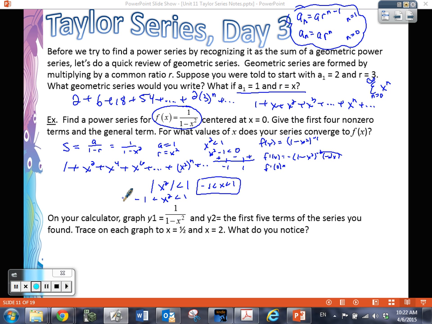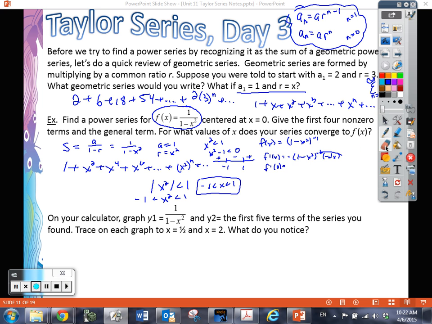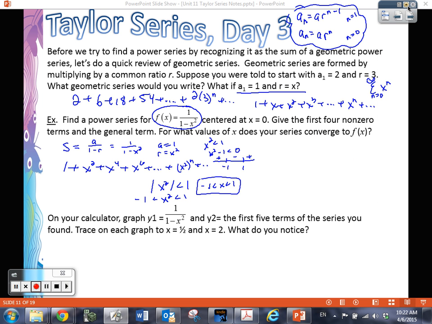You can actually generate this power series by dividing. I know, crazy. Let me show you. You can actually divide. Let me move some of this stuff out of the way. So I could do 1 divided by 1 minus x squared. I take my function and divide it.